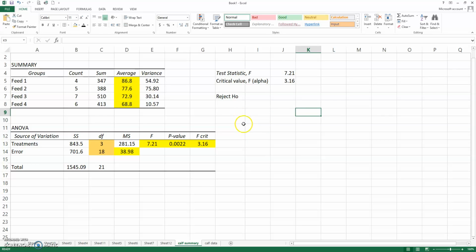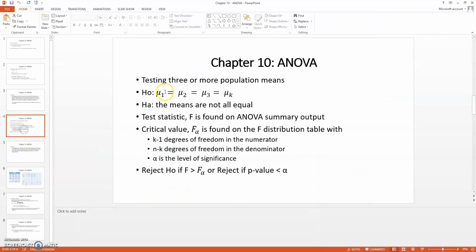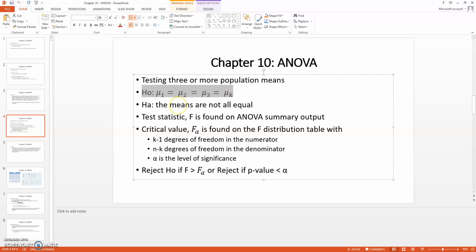We can also make the same decision based on the p-value approach. The p-value is listed here as well, at 0.0022. Alpha, we specified to be 5%. Our decision rule is to reject the null hypothesis if the p-value is less than alpha. The p-value is less than alpha, so we likewise reject the null hypothesis. The null hypothesis is that they are all equal. We have enough evidence to indicate that this is not true, that the means are not all equal. So maybe one or two of the means are different than the others.